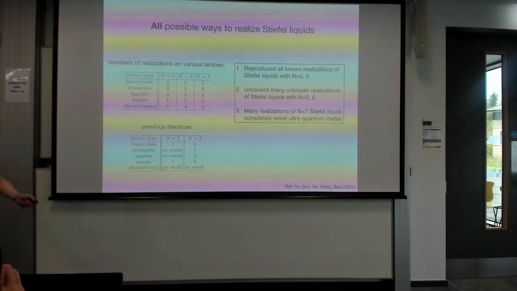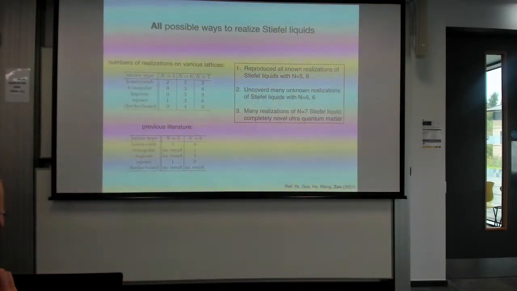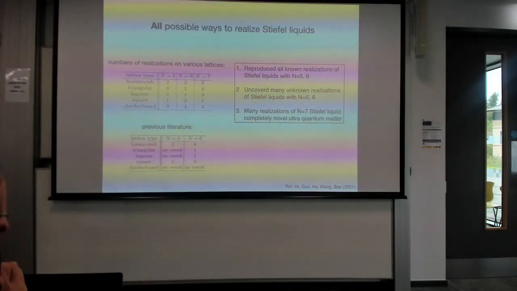Yeah, our conjecture for the larger n stable liquids is that they cannot be described by any gauge theory. They are non-Lagrangian, in the sense that they don't have a weakly coupled UV completion. Do we know that they exist? That's another part of the conjecture. We have some evidence for that, but it's conjecture.